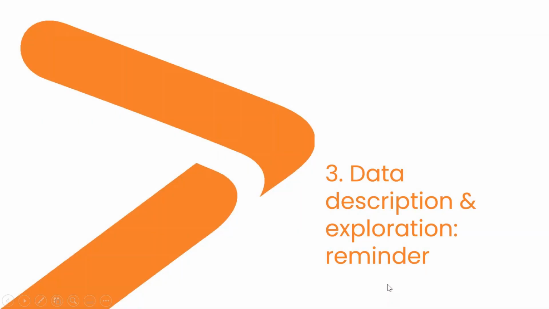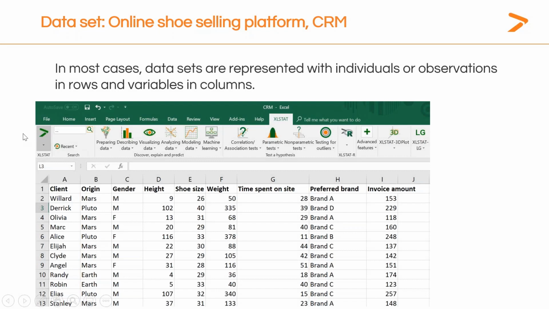Here's a small reminder on data description and exploration. So, reminder of what we've seen last week. We worked a lot on this data set, which is in Excel here. It's an online shoe selling platform, so it consists of clients of an online shoe selling platform, which are stored in rows. So you have individuals or observations in rows.